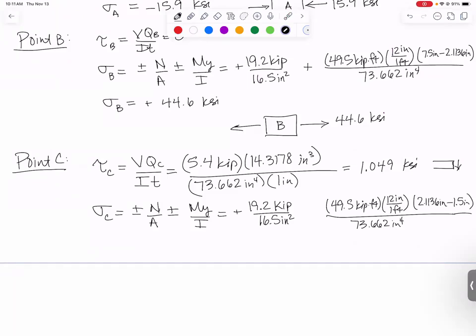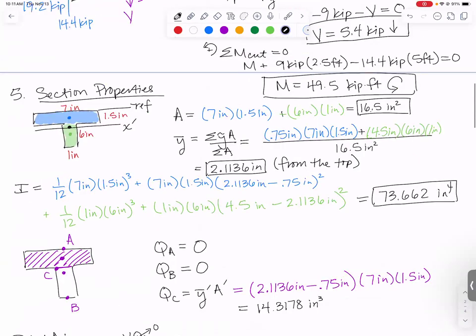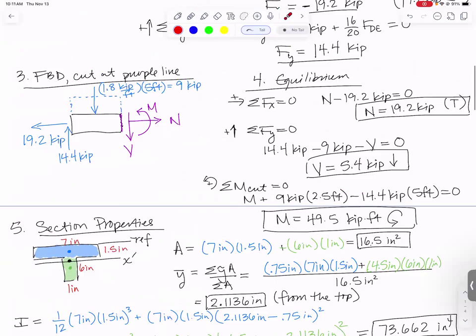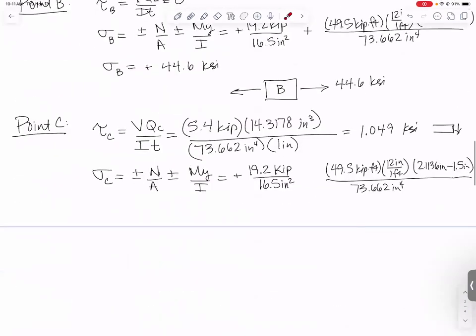For our distance, is it tension or compression? Is point C above or below the centroid? Point C is above the centroid, and we have a problem where if we're above the centroid, we are in compression. So this will be negative because we are in compression. And when we combine those, we get this normal stress at C is minus 3.78 KSI.